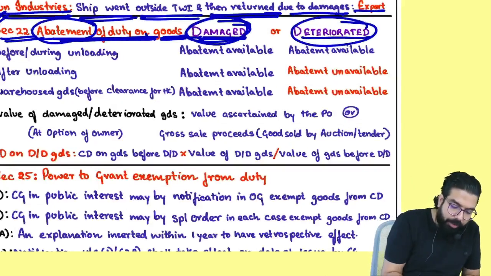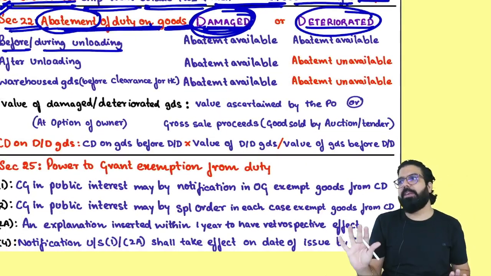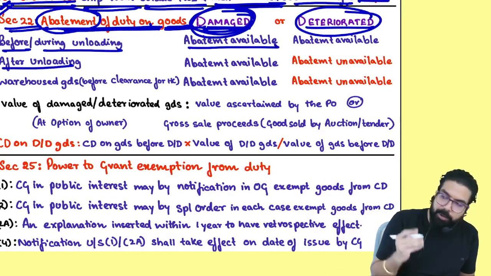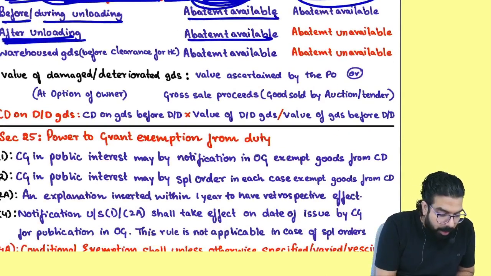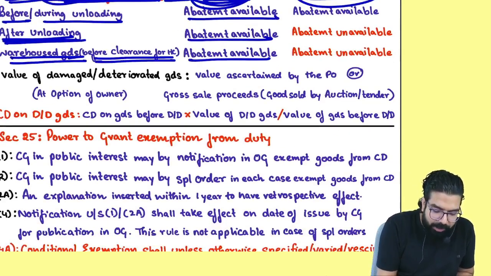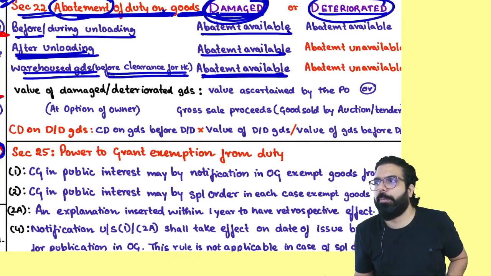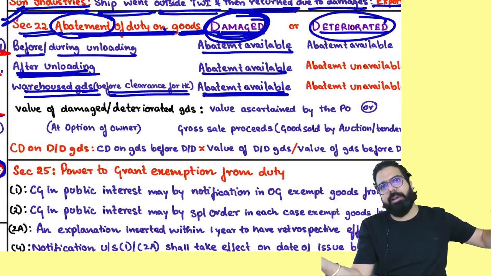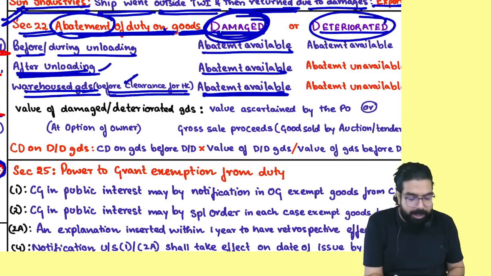Everyone over here, remember, for damage, abatement is available before or during unloading. Damage can happen before unloading or during unloading. Abatement will be given. After unloading also, for damage, abatement will be given. For warehouse goods, before clearance for home consumption, abatement will be given. You took it home, and after that any problem? No abatement. Can I go ahead, everyone? Before unloading, abatement available. After unloading, abatement available. And warehouse goods also, abatement will be available.